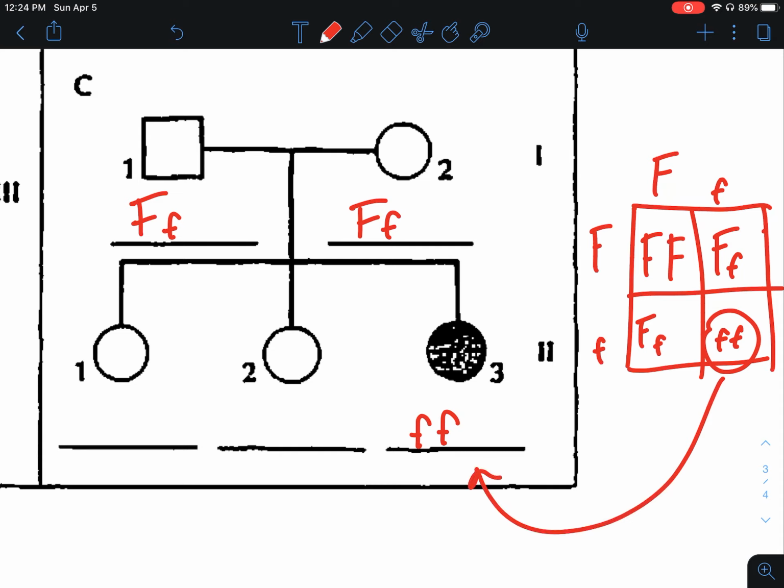These other two, you have two options. They're definitely containing a capital F, but you don't know if they're homozygous dominant, like this one, or if they're a heterozygote, like these two. So since we don't know for certain, we just leave it blank. And I usually write a blank as just kind of like a line with nothing in it.